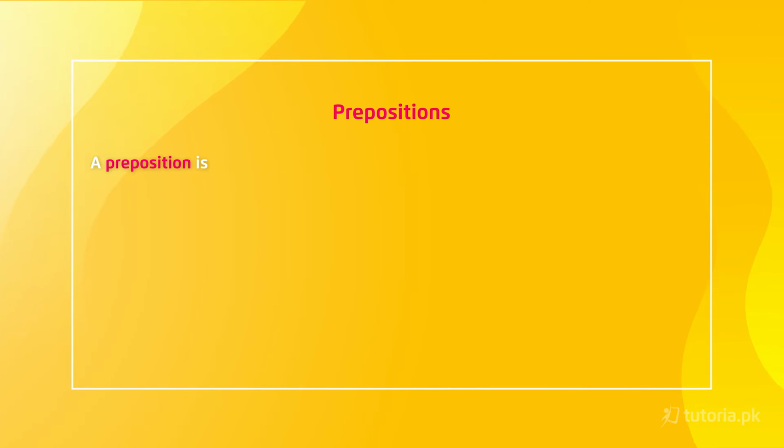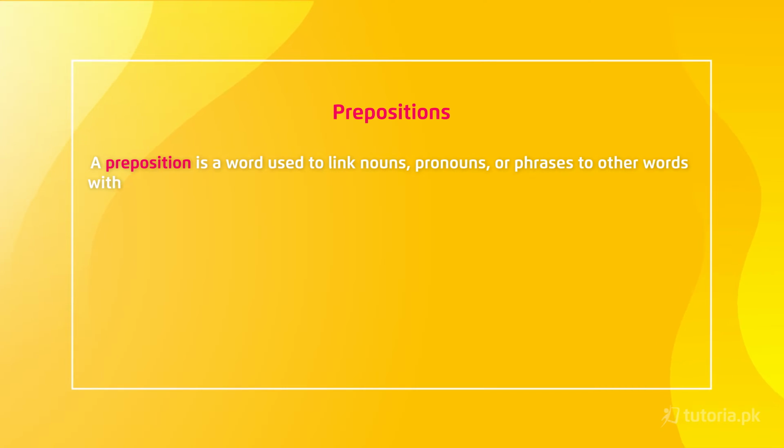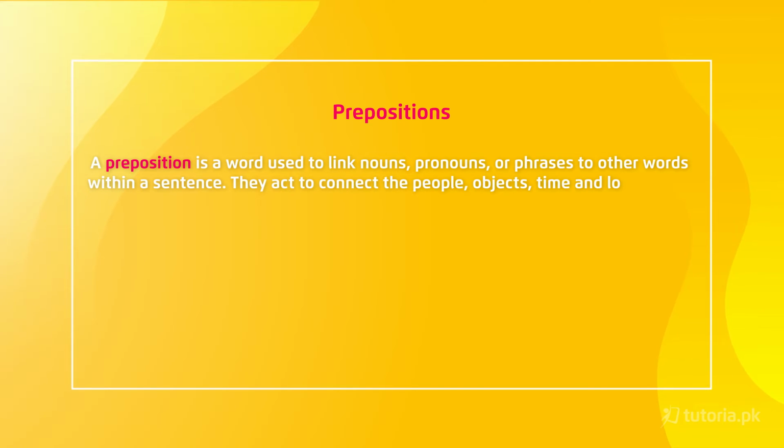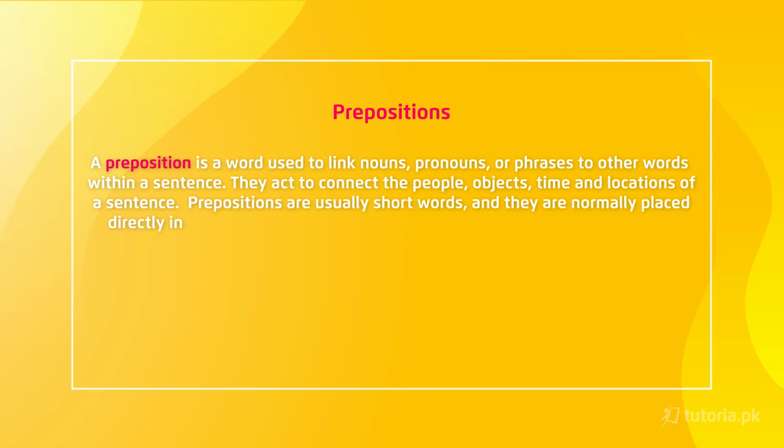Let's start discussing exercises related to grammar portion. Our today's grammatical topic is of prepositions. Prepositions होते क्या है? A preposition is a word used to link nouns, pronouns, or phrases to other words within a sentence. They act to connect the people, objects, time, and locations of a sentence. Prepositions are usually short words and they are normally placed directly in front of a noun. In some cases, you will find prepositions in front of gerund verbs.